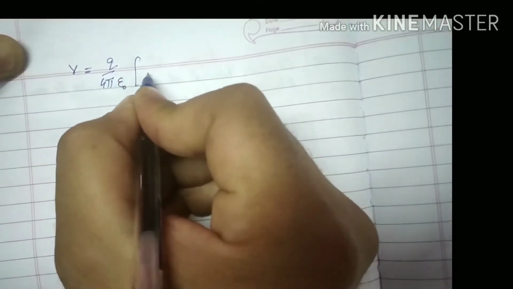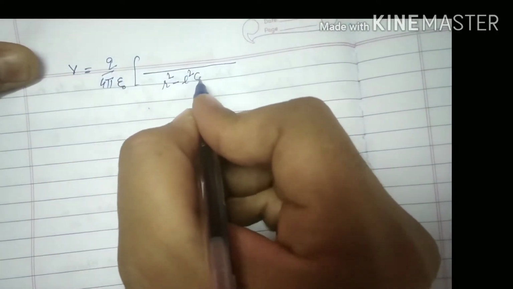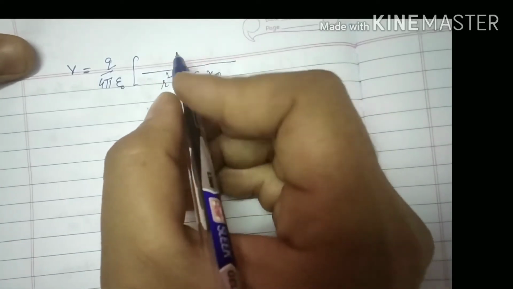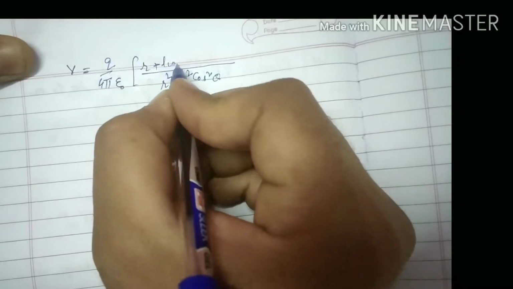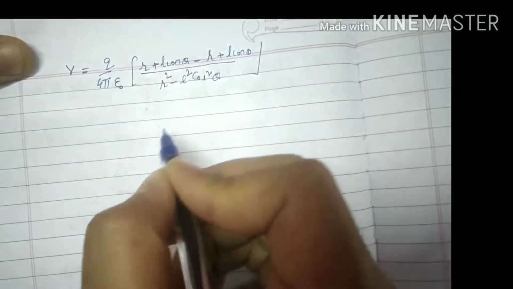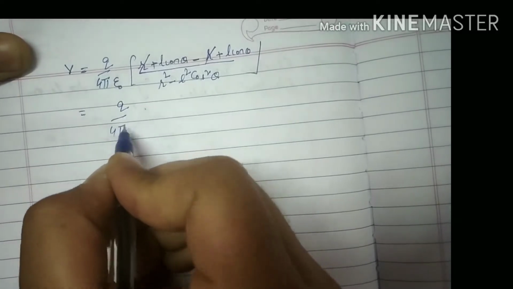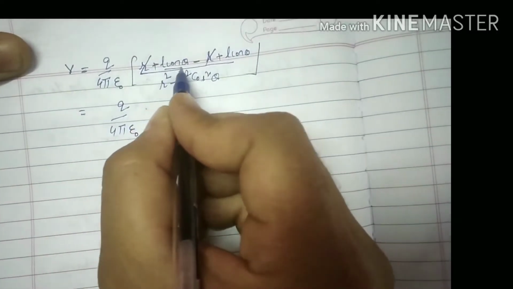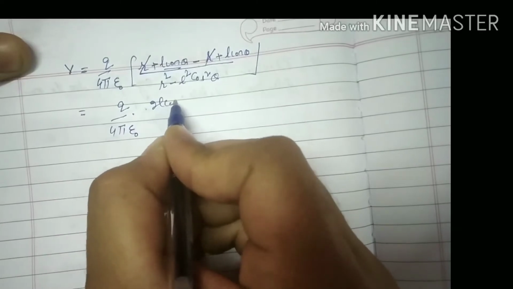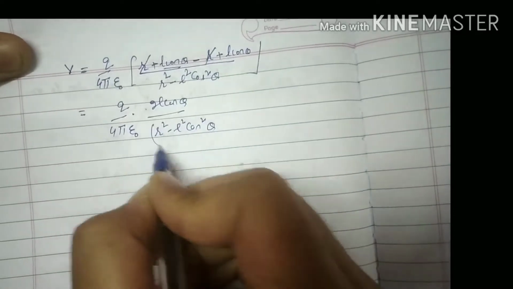We will write here V is equal to Q upon 4 pi epsilon naught. The LCM that becomes R square minus L square cos square theta, which is equal to R plus L cos theta minus R plus L cos theta. Mathematically we will simplify it. So this gets cancelled, and we are left with Q upon 4 pi epsilon naught times 2L cos theta over R square minus L square cos square theta.